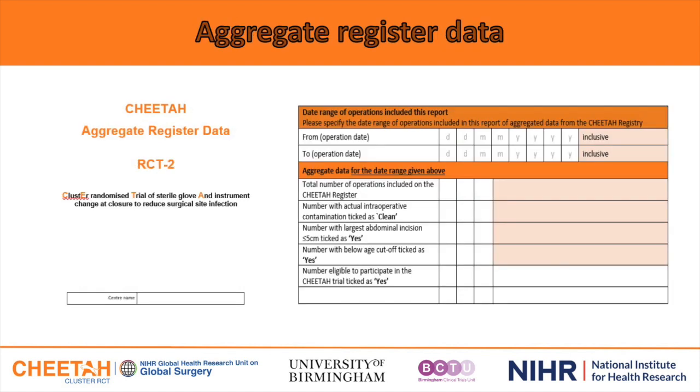So we referred to double checking the data of patients registered into the CHEETAH trial. The way that we will do this is from data collected on the aggregate register data. And this is a screenshot of what the register itself looks like. So the aggregate register data is essentially a register provided in a booklet format by the trials team here at BCTU, and it's designed to collect the total numbers of abdominal operations performed each week at your sites.